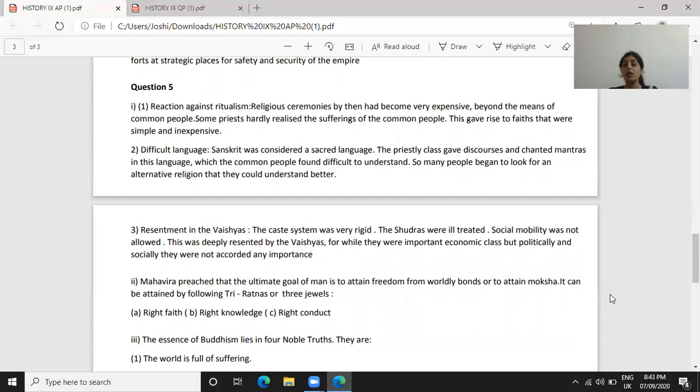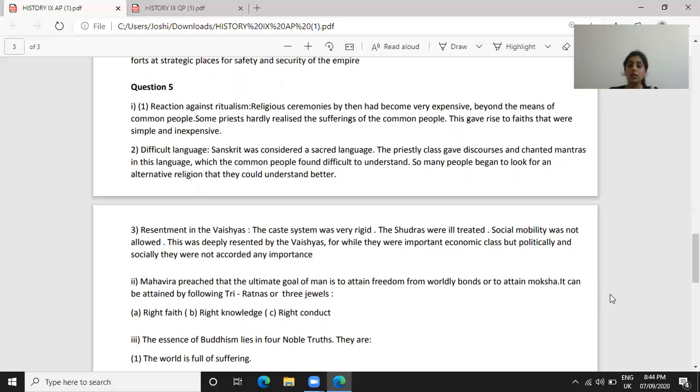Next cause, difficult language. Sanskrit was considered a sacred language. The priestly class gave discourses and chanted mantras in this language, which the common people found difficult to understand. So many people began to look for an alternative religion that they could understand better.